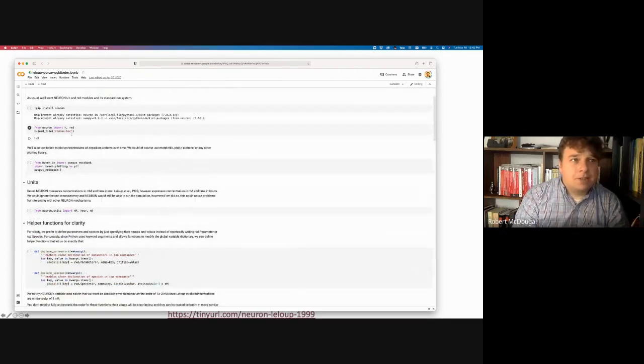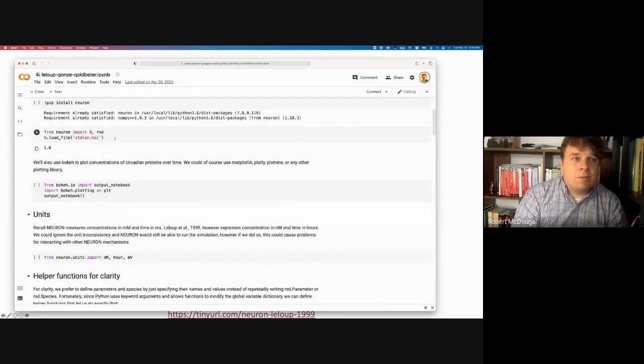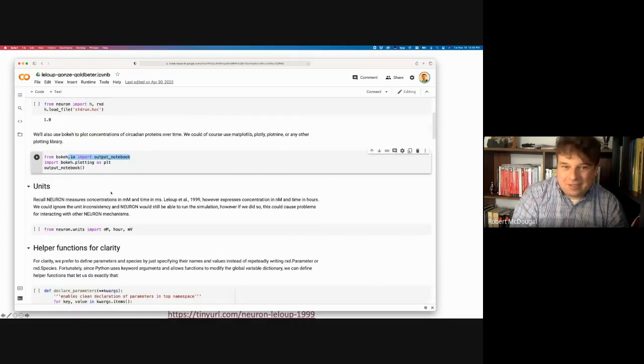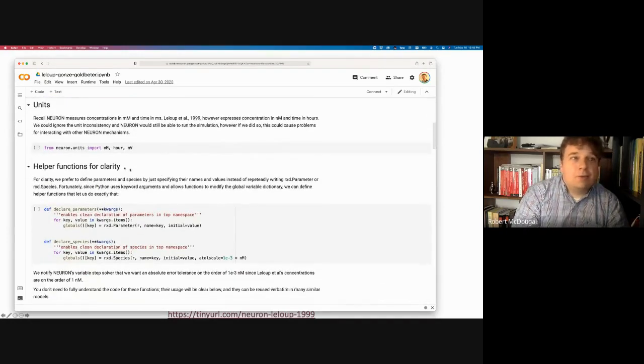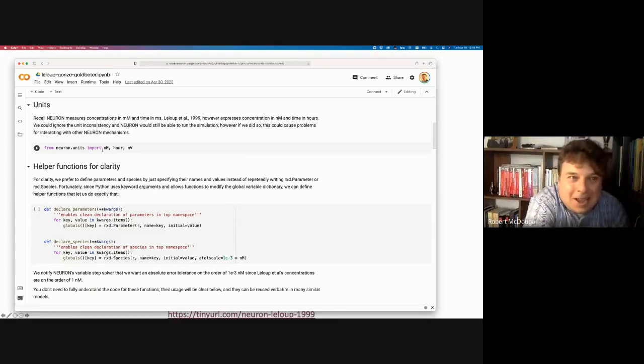From neuron import h, rxd, I'm going to load my model. Let me make this a little bigger. Here I use Bokeh instead of Plotly because I did not create this example for this course. But it's just a different graphics library, the same thing. I'm going to load my units from neuron.units import. And now it's circadian rhythm, so I'm not talking about millimolars per millisecond. I've got protein concentrations that are nanomolars again. I'm worried about things over the time scale of hours.